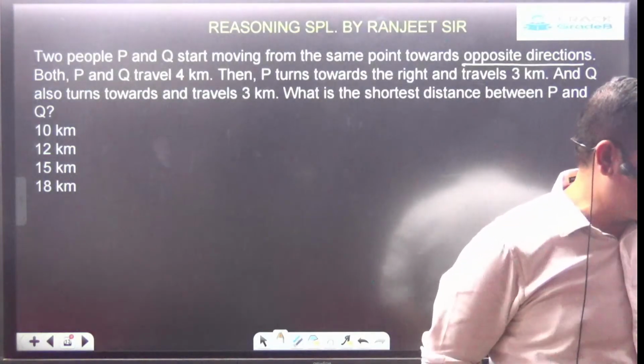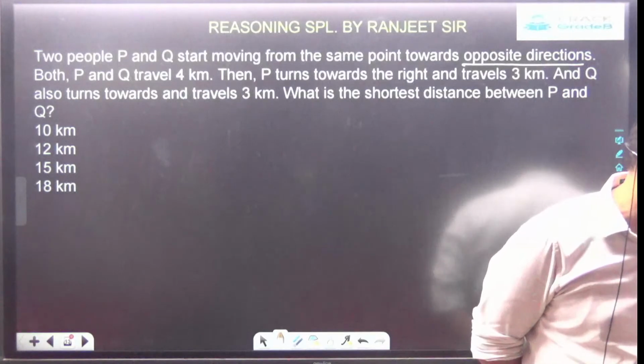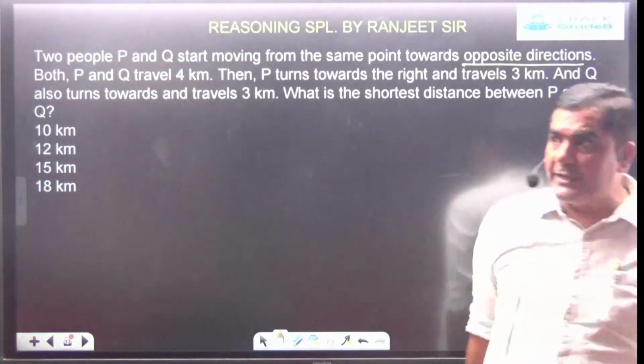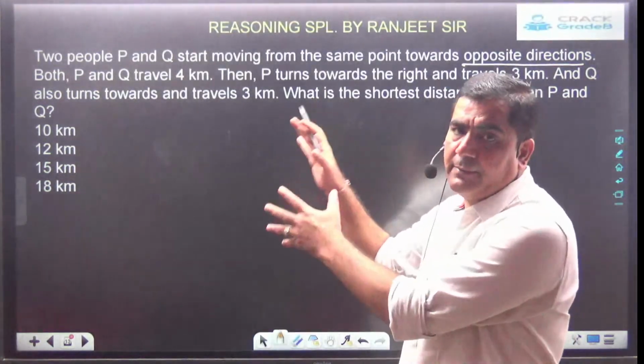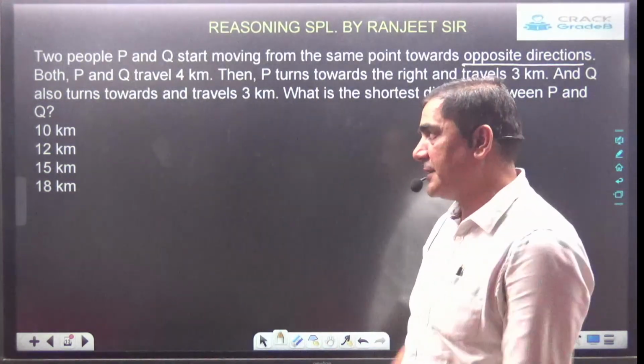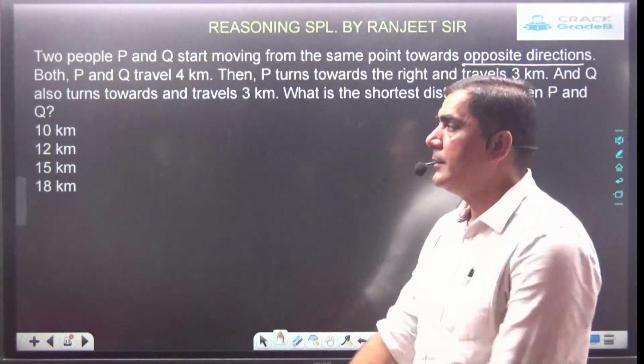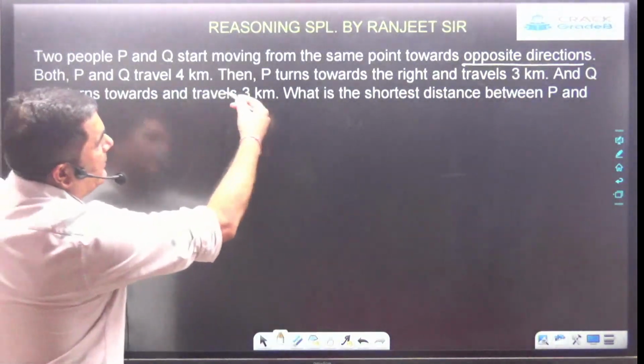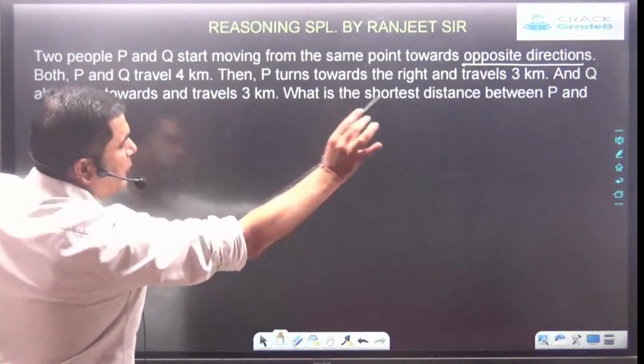Tell me, what's the answer for this one? These sort of question you will get in a banking examination or RRB Grade B examination. This sort of question is going to come. Two people P and Q start moving from the same point towards opposite direction.